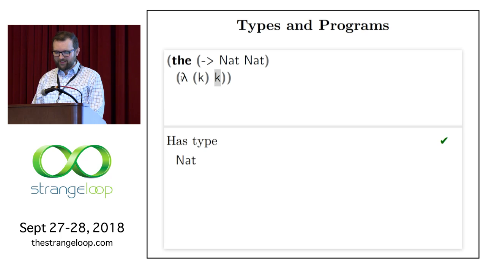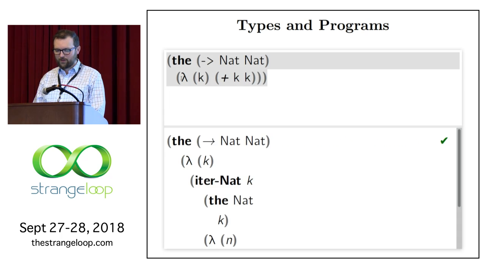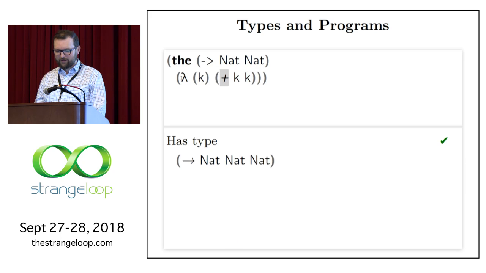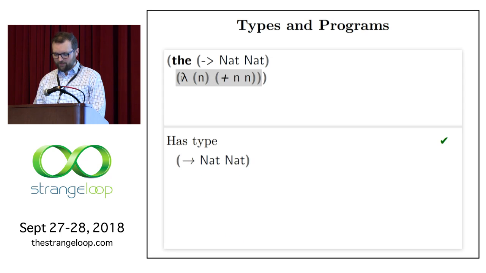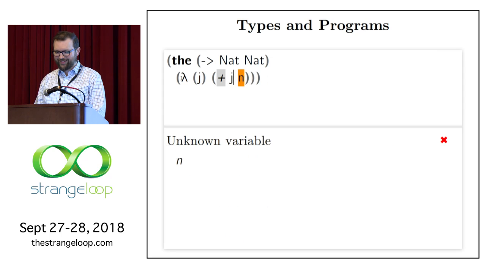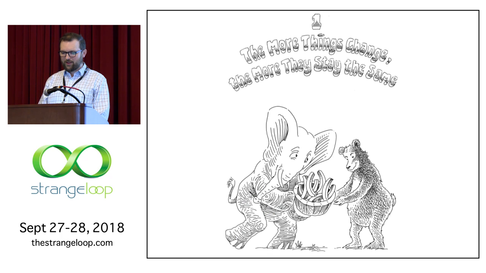I can also write lambda k plus k. And I can write lambda n and plus n. I can even use the letter j if I want. It turns out that changing the name of a bound variable doesn't affect the meaning of a program, thankfully. So that's pretty cool. Types tell us a lot about our programs.